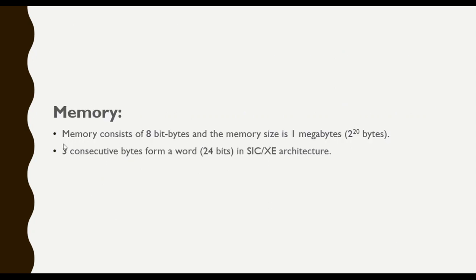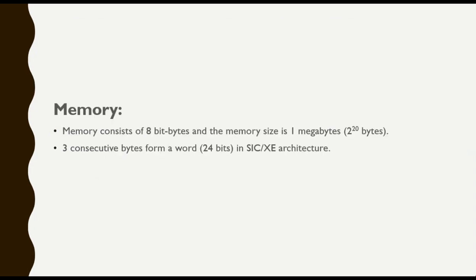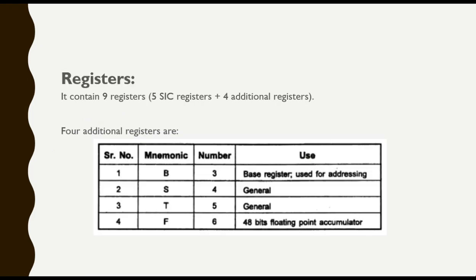So here, the SIC XC machine architecture, first memory. Memory is the same as SIC: 1 byte means 8 bits. The memory size is 1 megabyte, so 2 to the power 20 bytes, so larger capacity. And a word is the same: 3 consecutive bytes, 24 bits, same as SIC. Only the size differs. SIC has 2 to the power 15 bytes, SIC XC has 2 to the power 20 bytes.